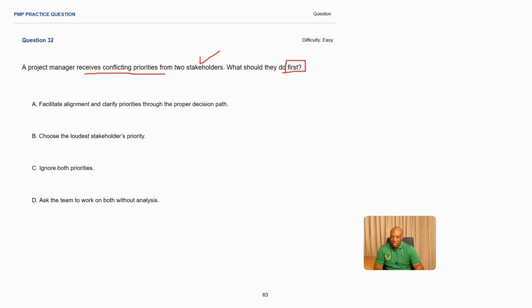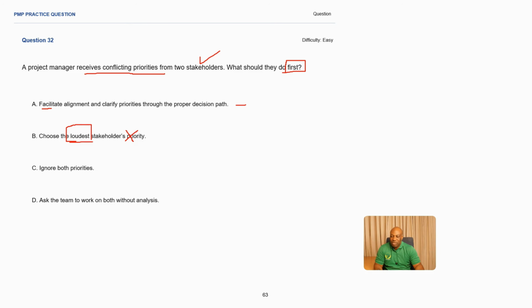So let's go through the answers now. Facilitate alignment and clarify priorities through the proper decision path. This makes sense. You are facilitating alignment. This word is very important. Alignment, because there are two stakeholders giving conflicting priorities. B, choose the loudest stakeholder's priority. This is not the best way to act in a project. Someone might be the loudest, but does not mean that they are giving things which make sense. So making this incorrect answer.